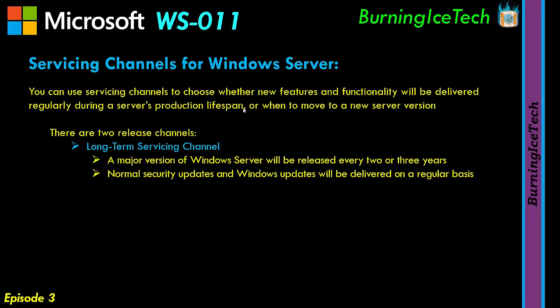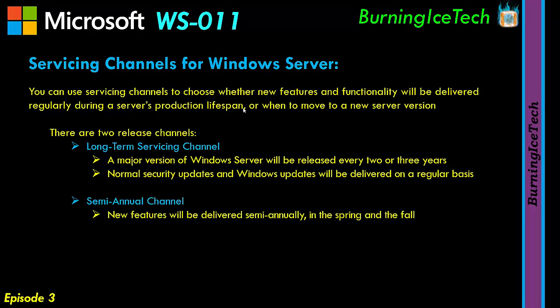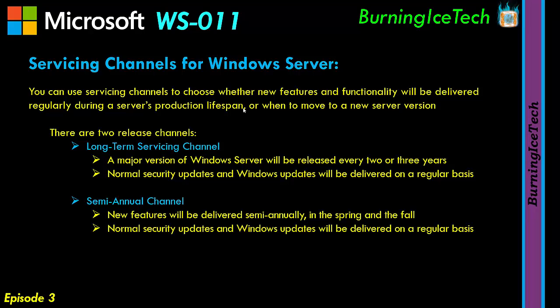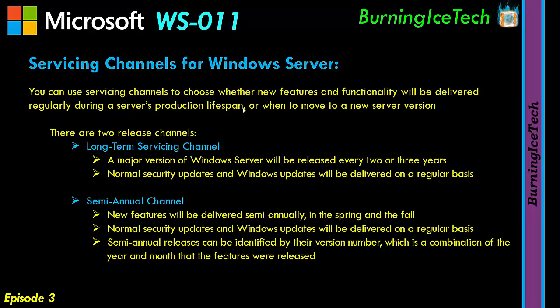The second option is semi-annual channel. With this one, new features will be delivered semi-annually in the spring and in the fall. Now, depending on when spring and fall is, that depends probably on whether you're in the northern hemisphere or the southern hemisphere. With regards to normal security updates in Windows, these will be delivered on a regular basis. And then something interesting about these semi-annual releases is they can actually be identified by their version. The version is usually a combo of the year and the month in which the feature was released, just in case you didn't know that. Just felt I should add that there for you.